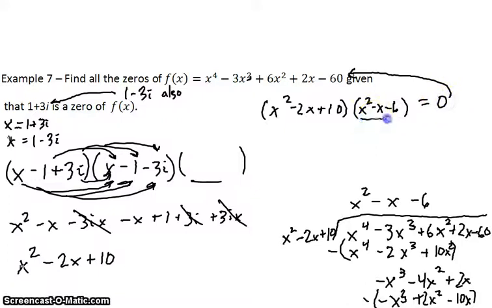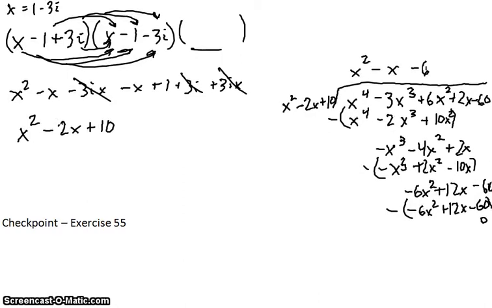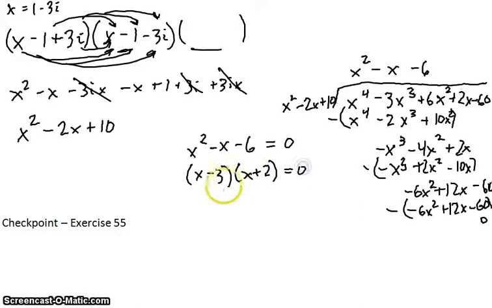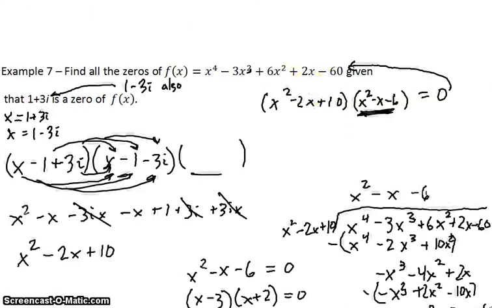So now we have to find the zeros of this. And this is a lot easier to deal with because this is probably something we can find very quickly. Now I'm running out of room here. But this is a factorable expression. It's going to be minus 3 and a plus 2. So my last two zeros are 3 and negative 2. So after all that work, we have the zeros of 1 plus or minus 3i, 3, and negative 2.